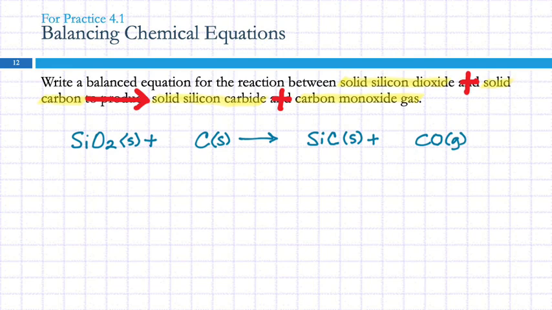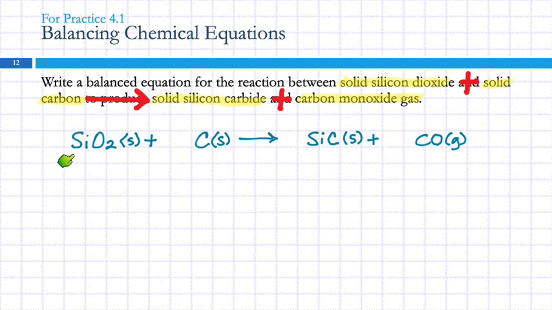So we have nothing terribly complicated here, but here we have a silicon with 2 oxygens, and there's a silicon with a carbon and a carbon with an oxygen. Here we have carbon all by itself. So I want to leave that one for the end, because if I change the coefficient on this, it doesn't mess up anything else. If I change the coefficient on SiC, then it also affects the silicon. A lot of times you can just start with the first element and work your way through. So let's try that. So over here on this side, there's only 1 silicon atom.